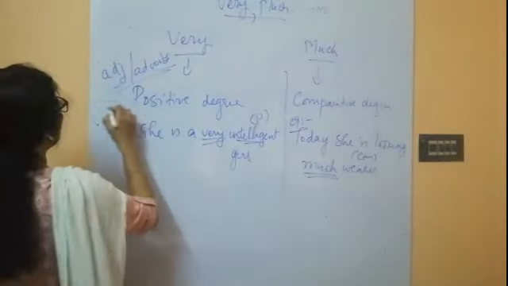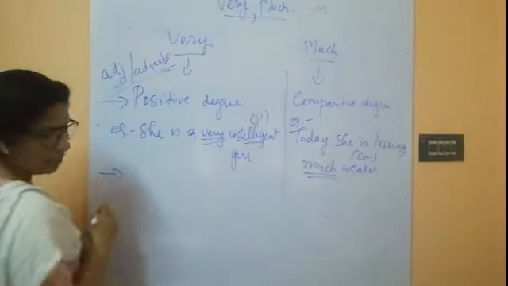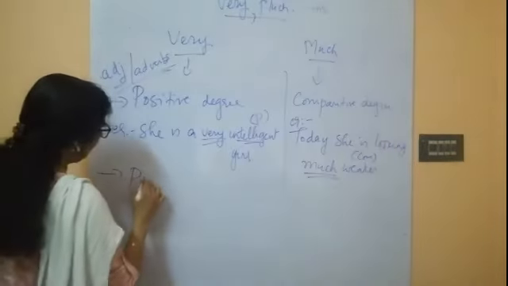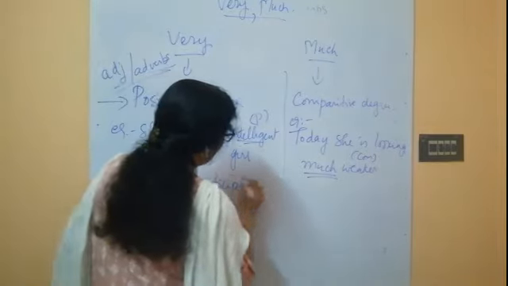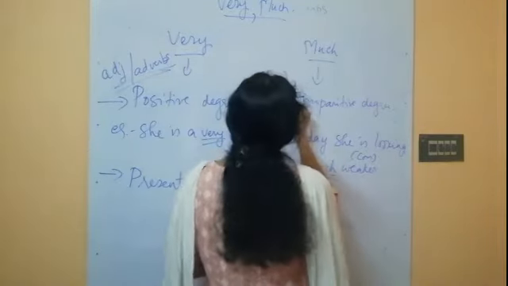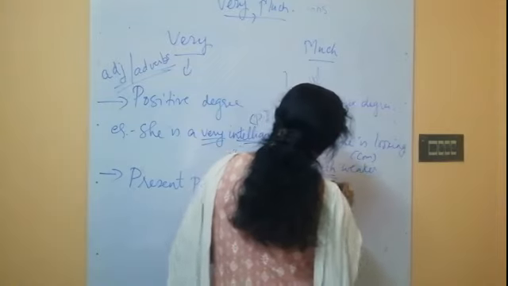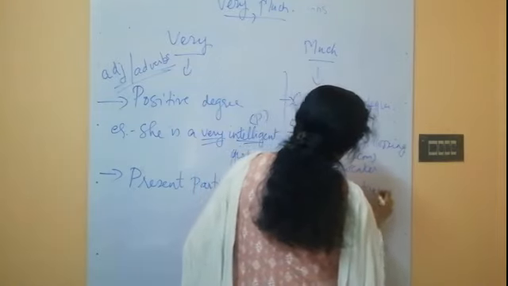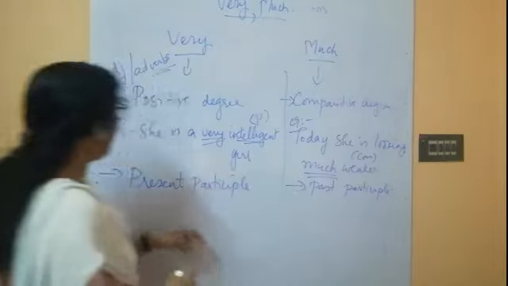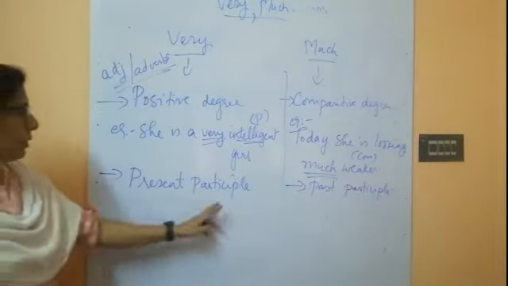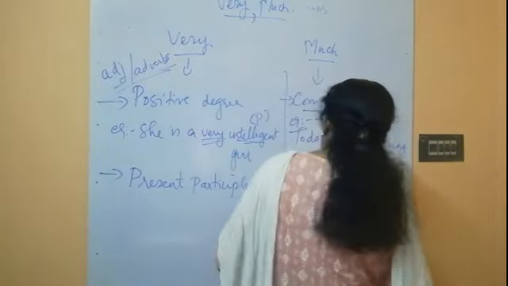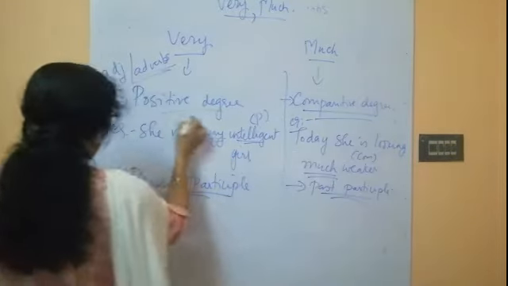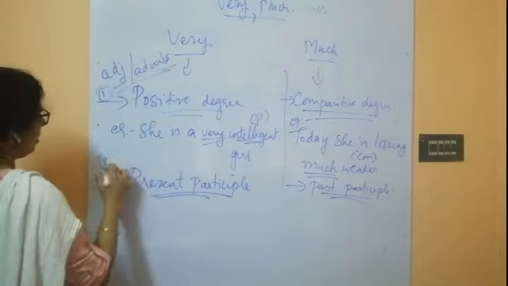Very simple. And next one: very is used for present participle, and much for past participle. So very for positive degree, very for present participle, much for comparative degree, much for past participle. So this is the second thing. This is the first one, this is the second one.